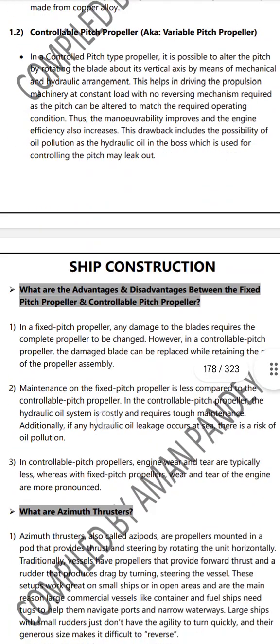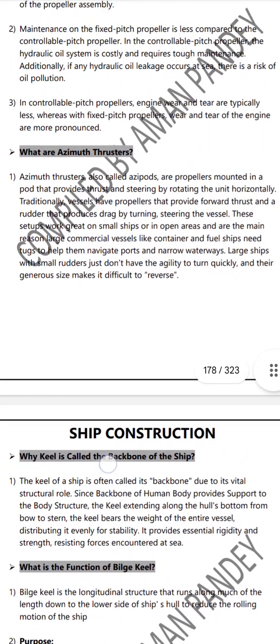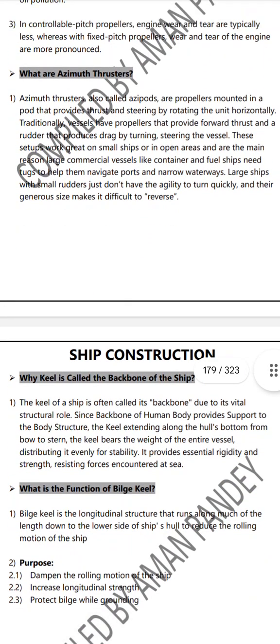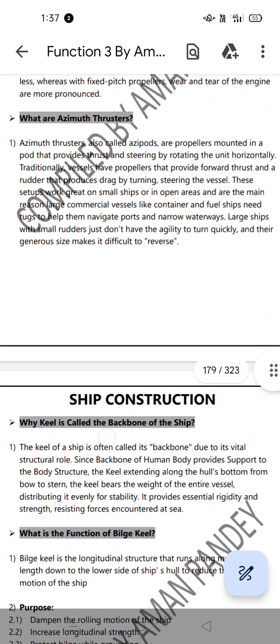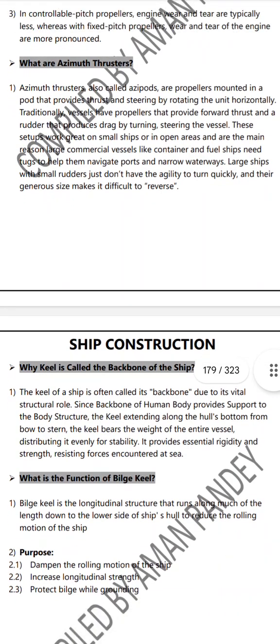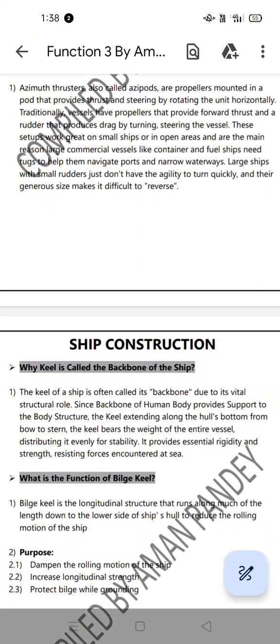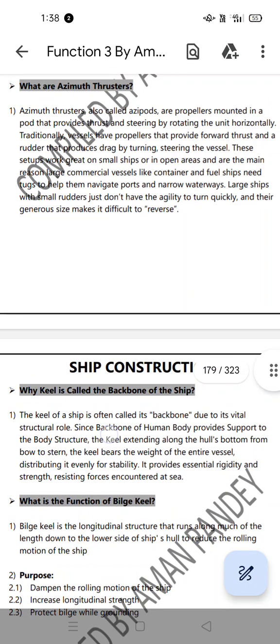Now, what is the advantage? And azimuth thrusters. Azimuth thrusters are also called azipods. Basically, the propeller is mounted on a unit.